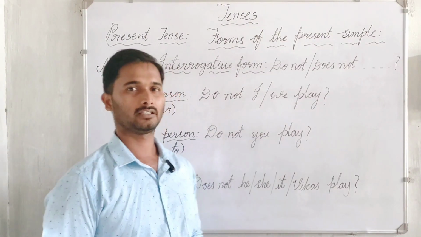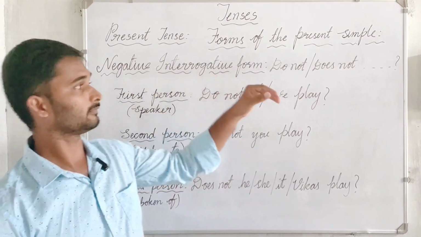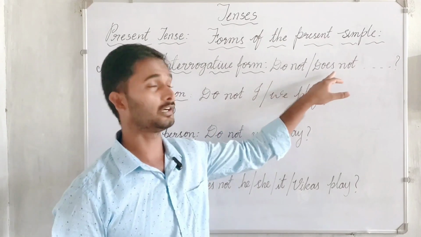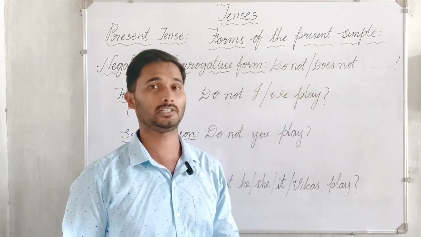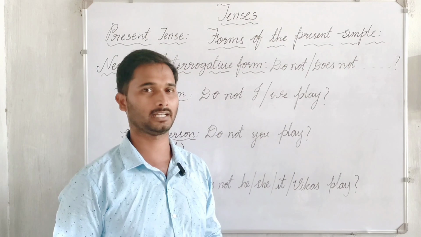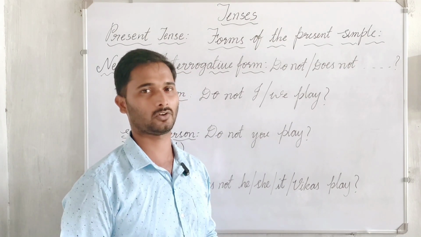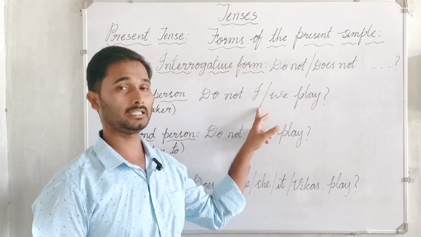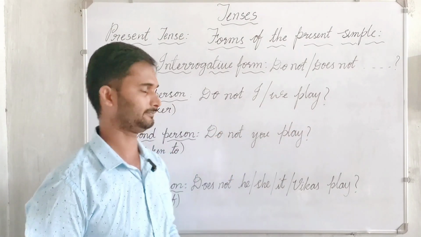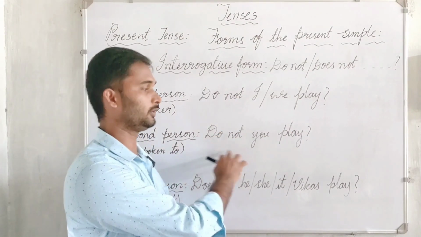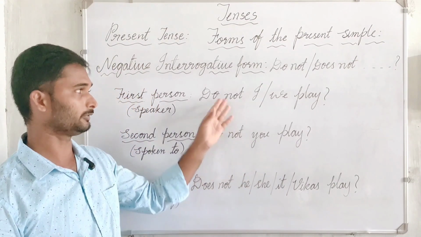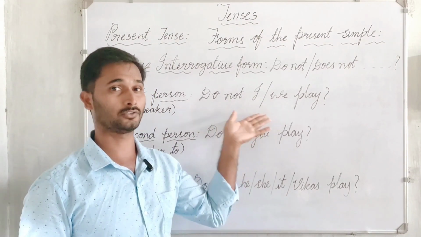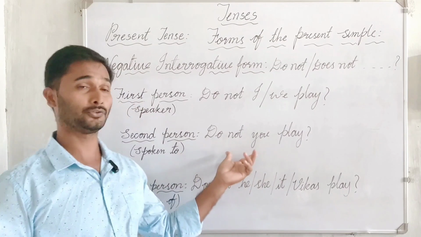Present indefinite negative interrogative form. The formula is do not or does not, subject plus first form of the verb plus object and an interrogative mark, question mark we call it. Some examples: first person, do not I or we play. Second person, do not you play. The short forms you also can take: don't I play or don't we play. The second person, don't you play.